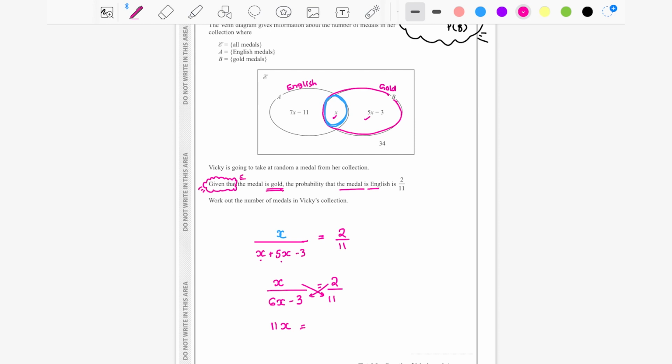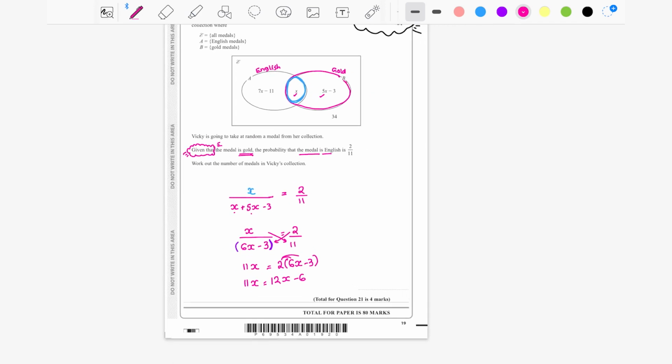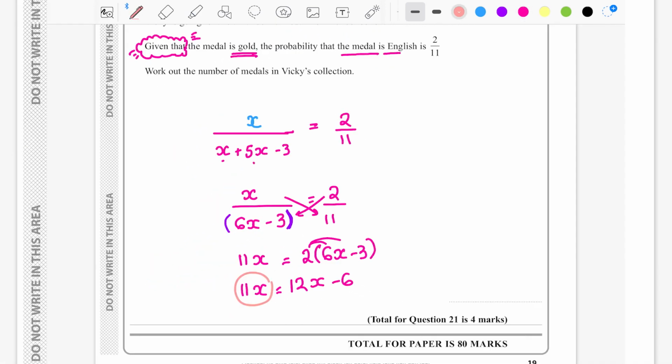Now, just like the previous question, be very careful when you're multiplying and you've got two terms, because if you look over here, you've got 6x and minus 3. So let's put them in brackets so we don't make that mistake. So it's 2 times 6x minus 3. That's 11x equals, expand your bracket, 12x minus 6. Now we're going to rearrange to find x. Bring 11x over to that side, becomes minus. And bring the minus 6 over there, becomes plus. So we end up with 12x minus 11x, which is 1x equals 6.